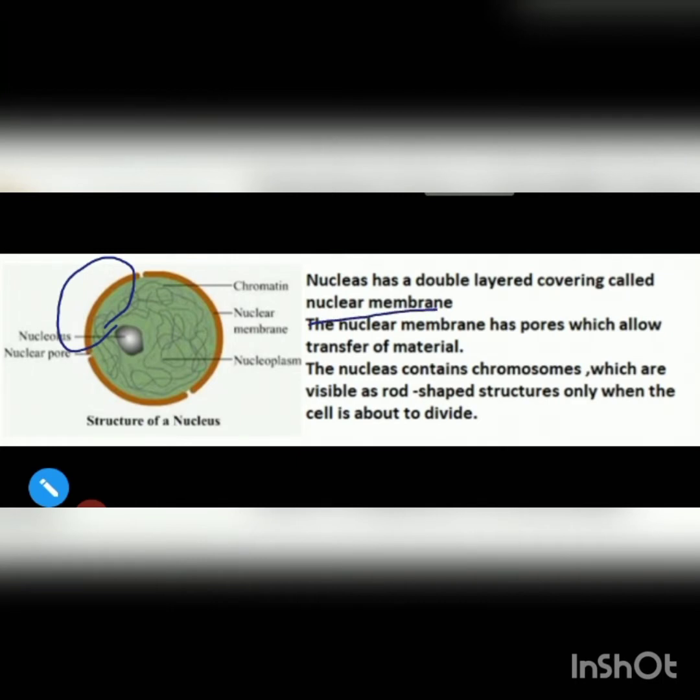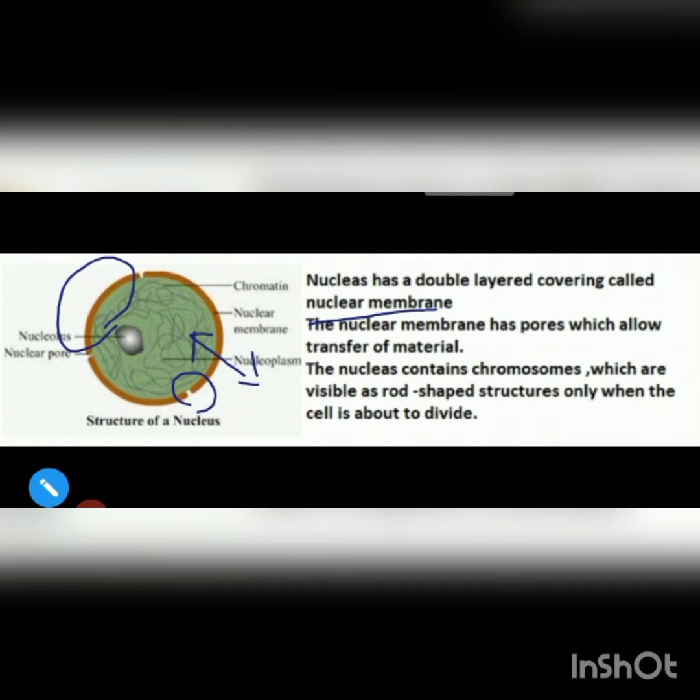Now the nuclear membrane has small pores or openings which will allow transfer of materials between the cytoplasm and the nucleus.